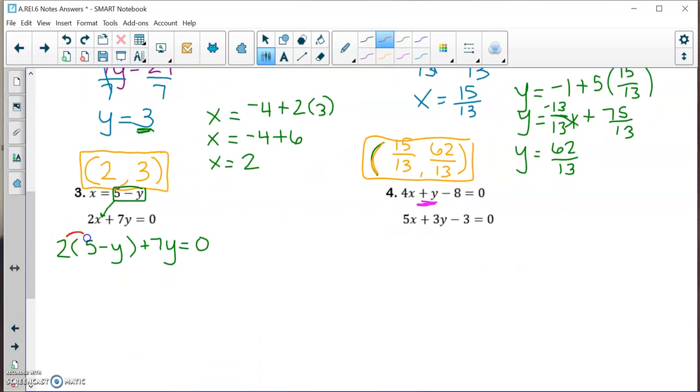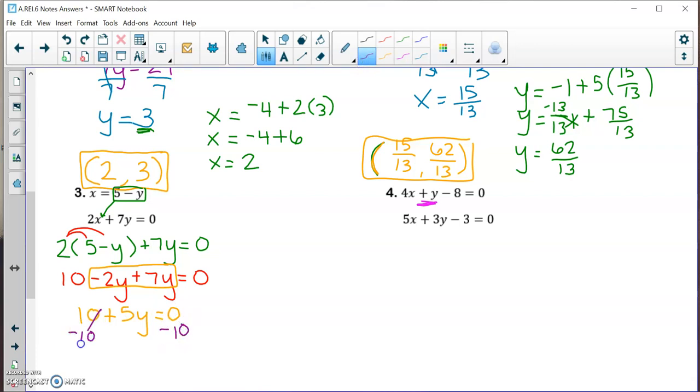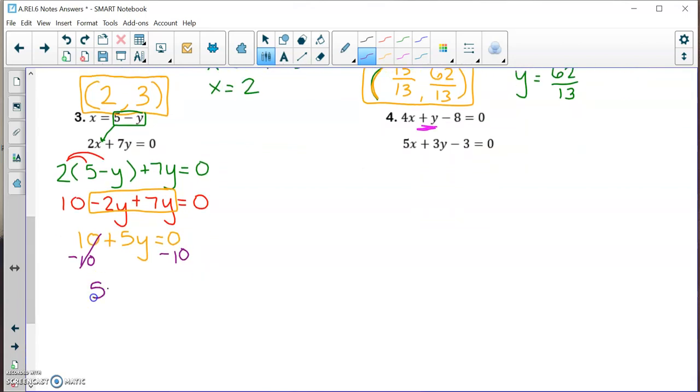I'm now going to distribute the 2 in. I have 10 minus 2y plus 7y is equal to 0. Combining like terms, I have 10 plus 5y equals 0. Subtracting 10 from both sides, I have 5y is equal to negative 10. And then dividing by 5 on both sides, y comes out to be negative 2.